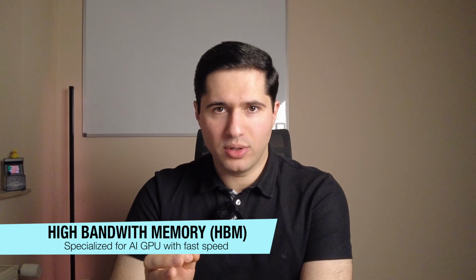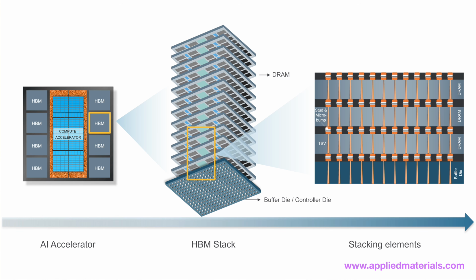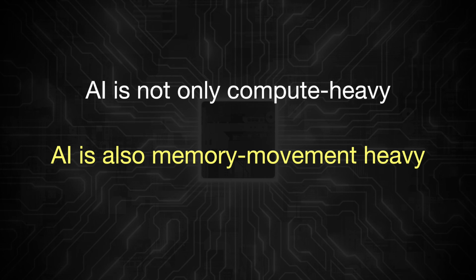But GPUs are something different. High bandwidth memory, or HBM. HBM stacks memory vertically. It is closer to the processor. Therefore, it can move data dramatically faster, which is exactly what transformer models require. Because AI is not just compute heavy, it is memory movement heavy. And without that bandwidth, the GPUs would spend most of their time waiting for data.